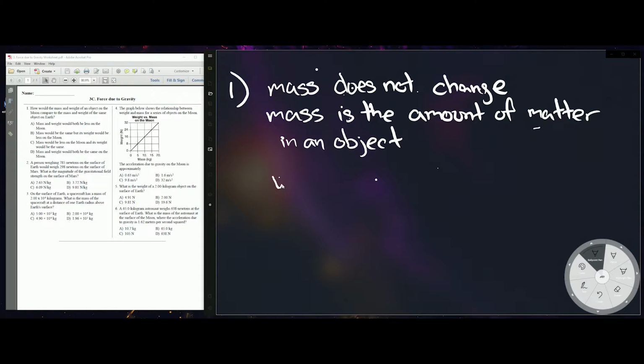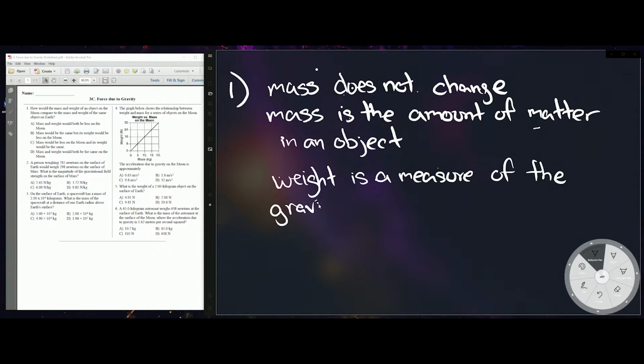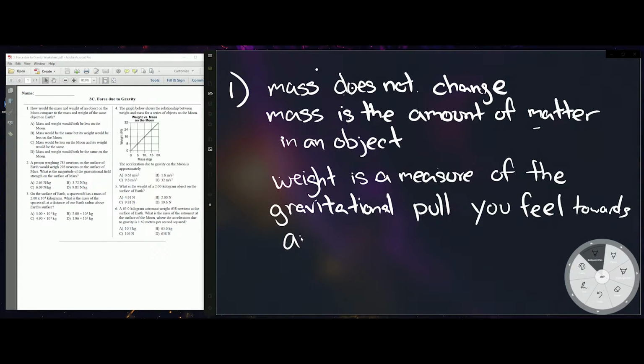Weight, on the other hand, weight is a measure of the gravitational pull you feel towards an object, right? So right now we're close to Earth, so our weight is how close we are. Well, I wouldn't say that. Let me start over. It is how hard Earth is pulling on us right now.